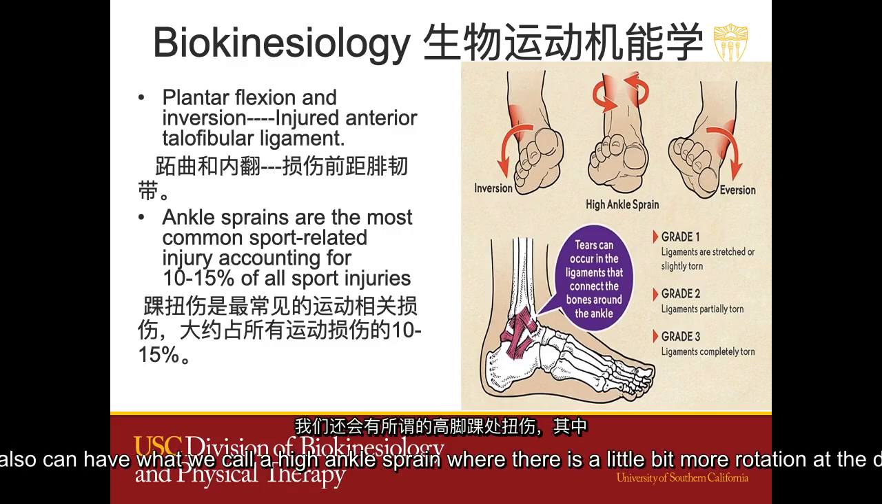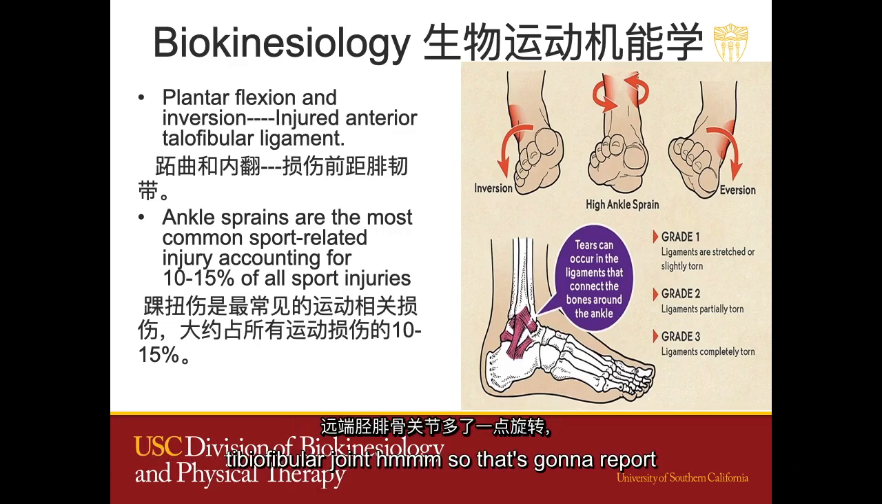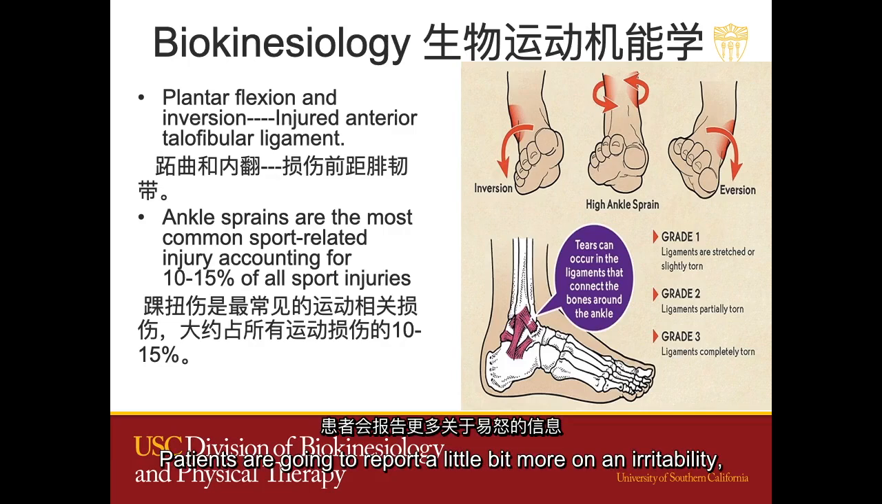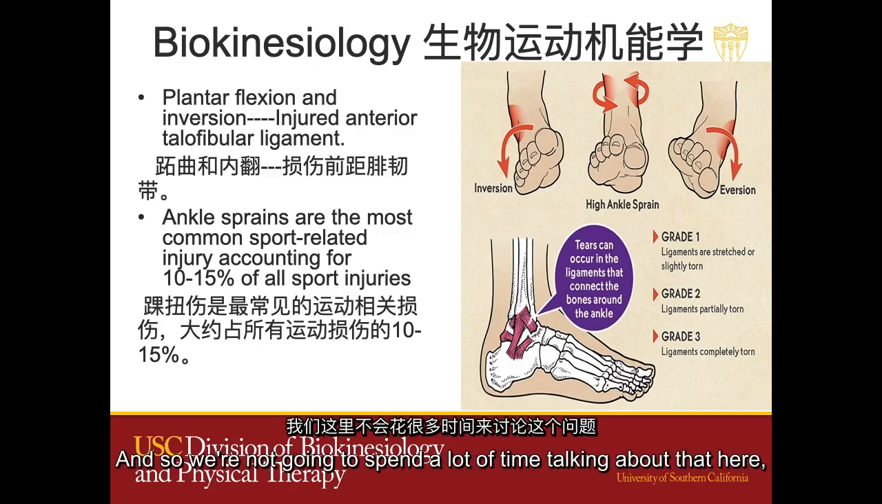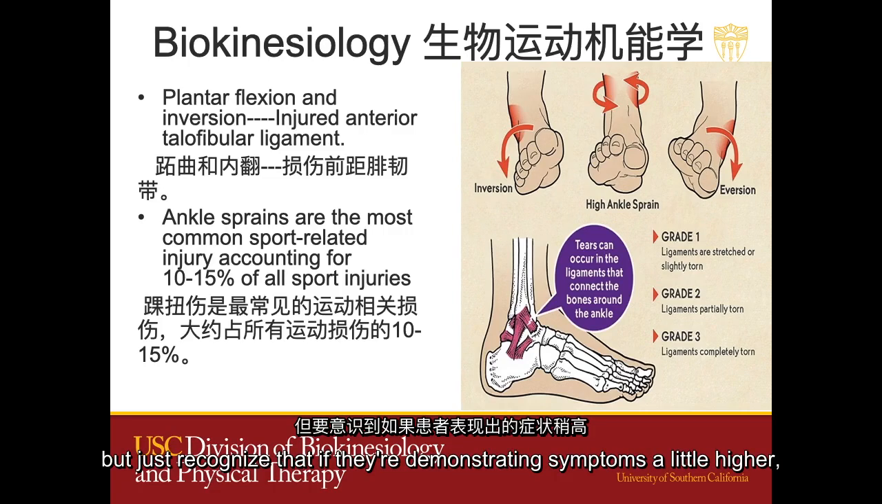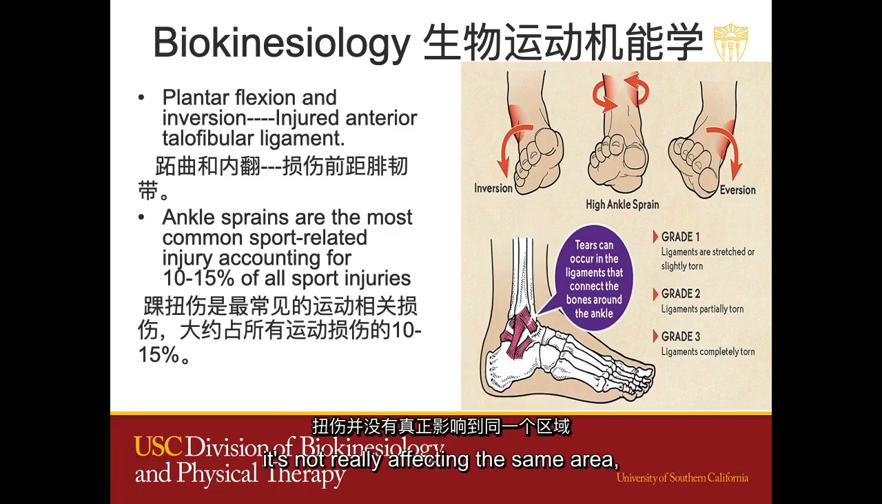We also can have what we call a high ankle sprain, where there's a little bit more rotation at the distal tibiofibular joint. And so patients are going to report a little bit more of an irritability a little bit higher than just the lateral malleolus. We're not going to spend a lot of time talking about that here, but just recognize that if they're demonstrating symptoms a little higher, it's not really affecting the same area. And so it's more related to that tib-fib joint.